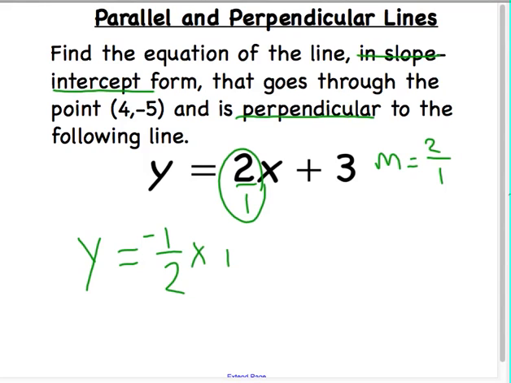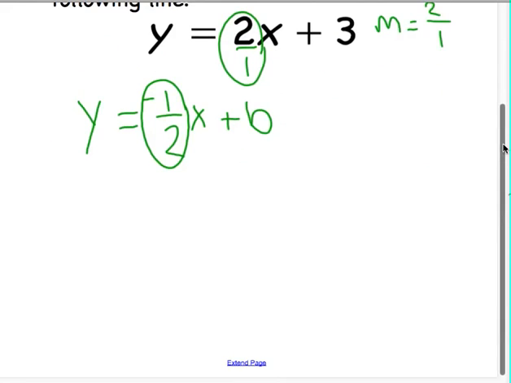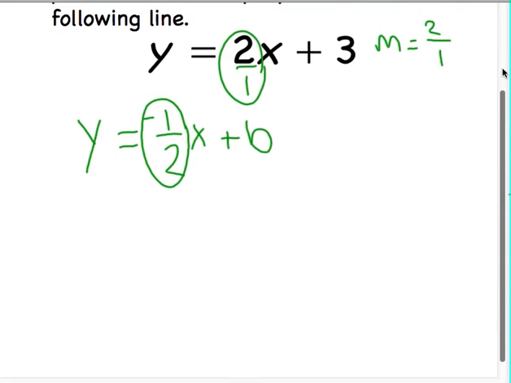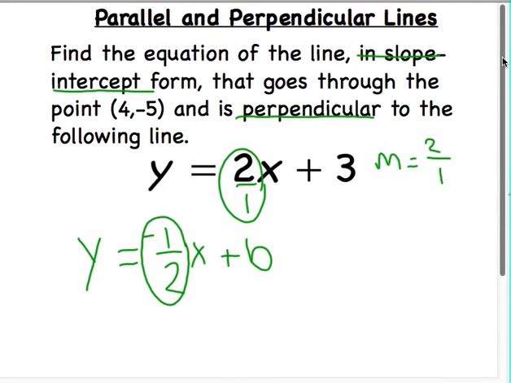We have our x plus b. So this is the only step that's different. To review, if this were a parallel line, we would use the slope 2 here. Since it's a perpendicular line, we're going to take 2 over 1 and make it -1 over 2. Now to solve for b, it's going to be just like the problem before, except this one is going through the point 4, -5.